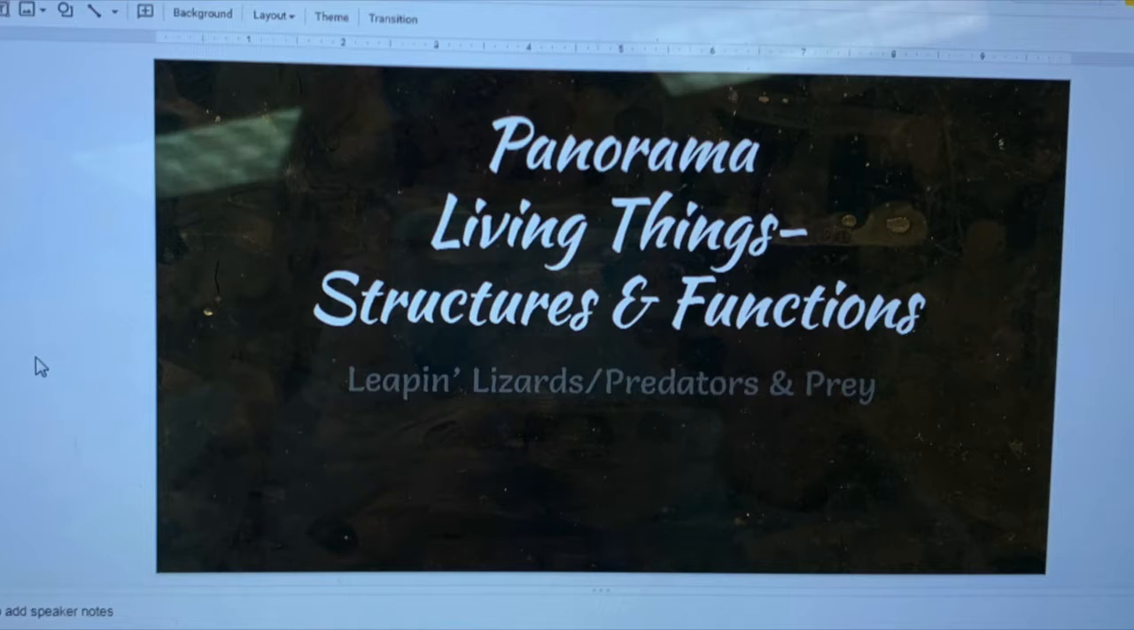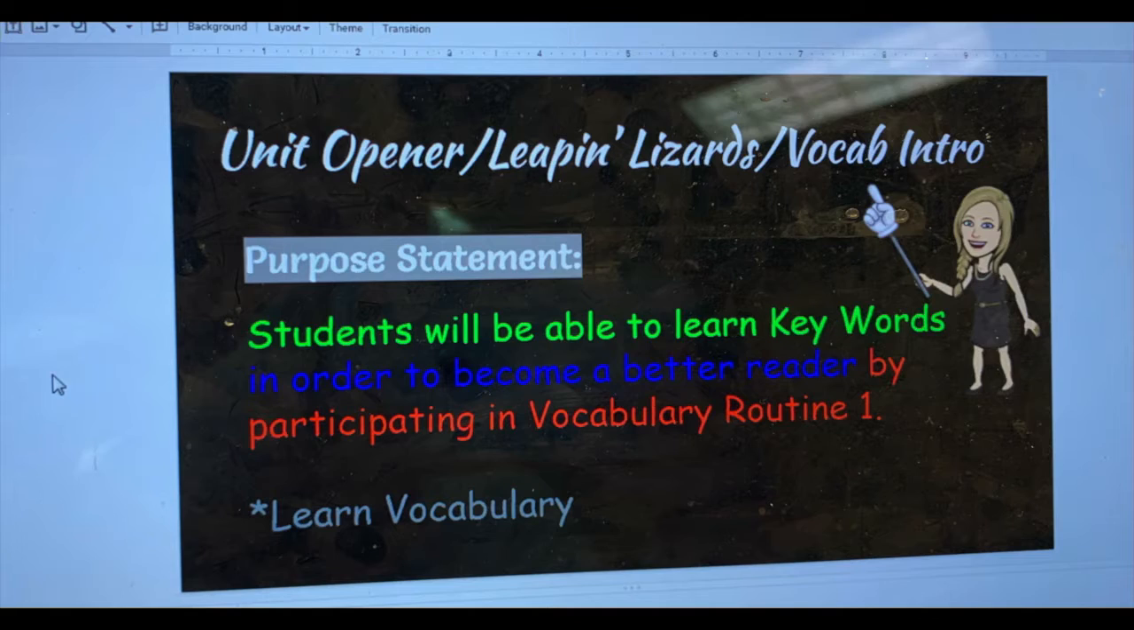Today's topic was living things, structures, and functions. She makes PowerPoints to go over everything that the students will be doing that day. And this was the start of their lesson for the week. So this is all of the overview and the beginning information. She first starts off by explaining the purpose statement. She does this so the students realize what is important for them to learn and what she is hoping for them to gain.